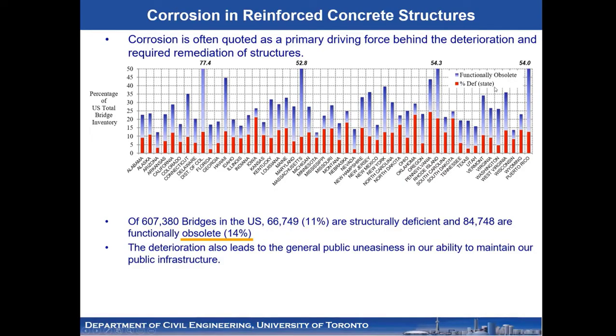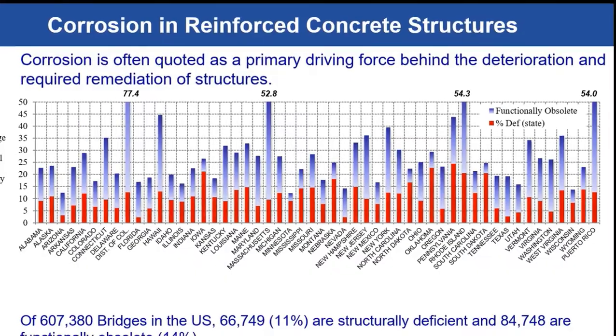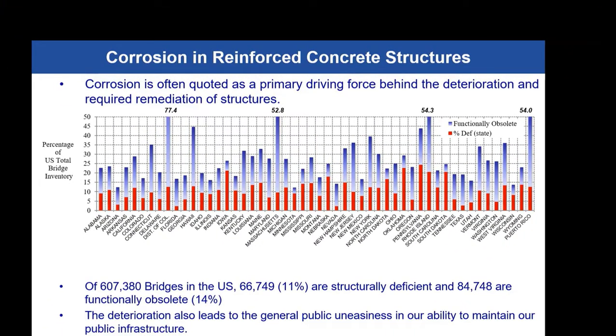If you look at the graph here, which is too busy, so I don't want you to spend too much time on it, the District of Columbia is one of the worst, where 77% of the bridges are in trouble. Another state is Massachusetts, then Rhode Island, and then Puerto Rico. These are the areas where either the weather is bad or the corrosion is happening because of the sea winds that are coming.